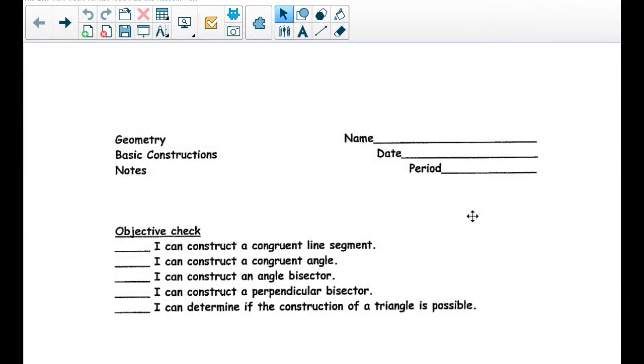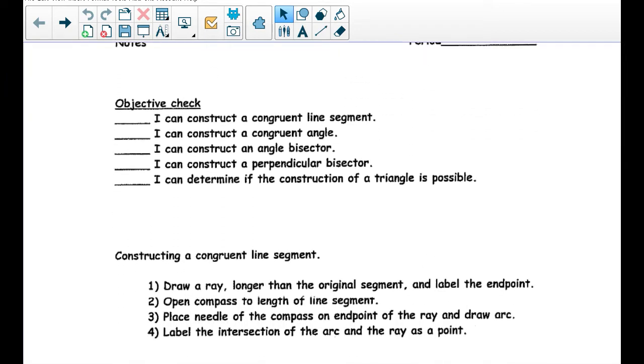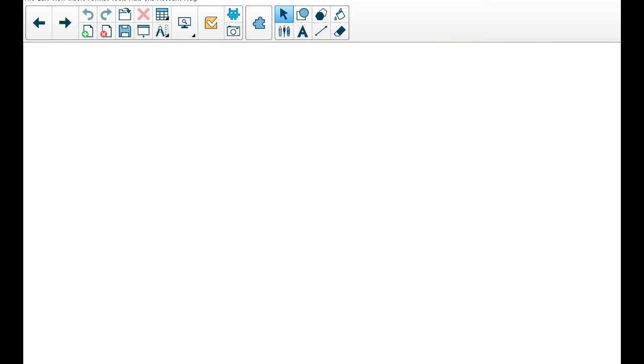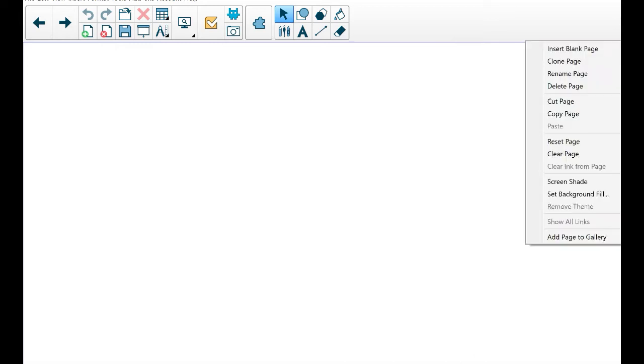We're taking a look at basic constructions. Okay, so constructing different shapes. So you guys are kind of just following along. Again, we're not really going to do these constructions by hand. Okay, but you need to know the process of doing these shapes and constructions.